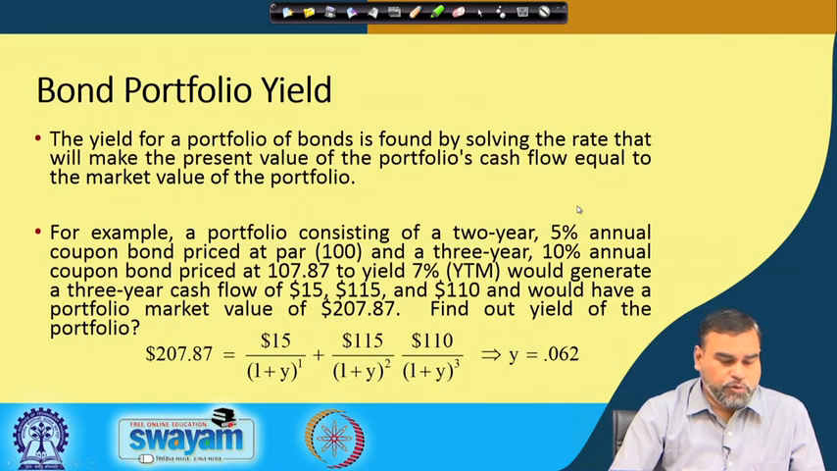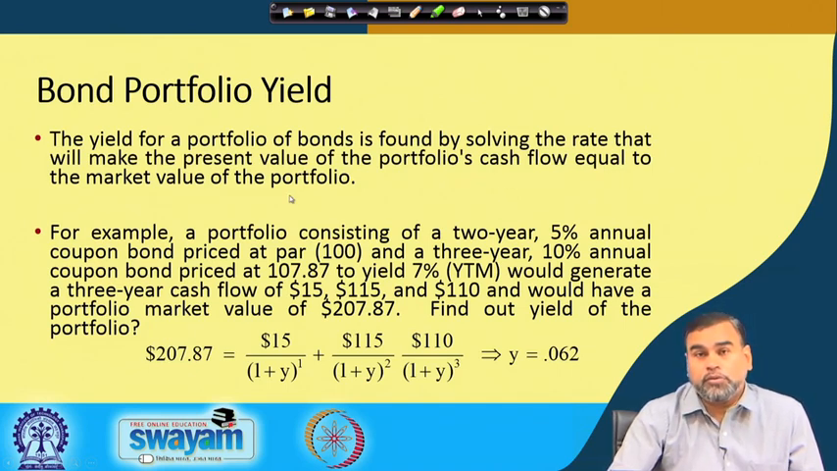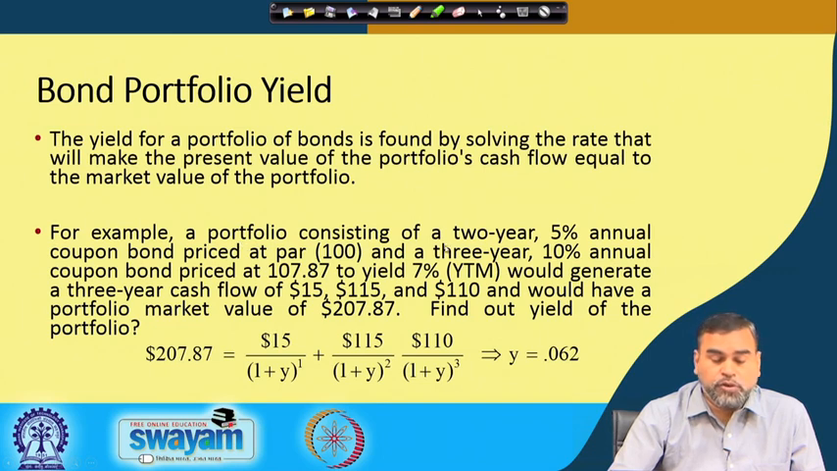Then if you are going for a bond portfolio yield, it is not the summation of the yields of the bonds in the portfolio. Again, you have to solve for the rate that makes the present value of the portfolio's cash flow equal to the market value of the portfolio. For example, a portfolio consisting of a 2 year 5% annual coupon bond priced at par 100, and a 3 year 10% annual coupon bond priced at 107.87, would generate a 3 year cash flow of 15, 115, 110, and would have a portfolio market value of this.